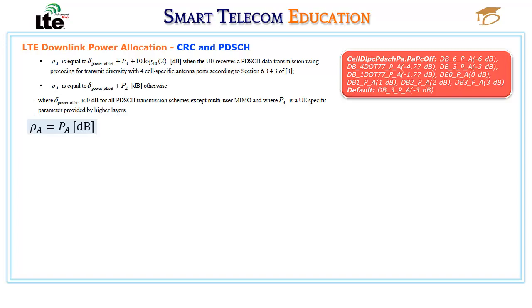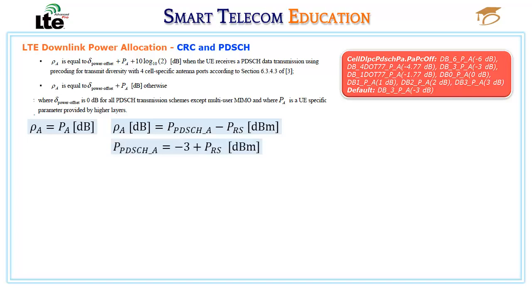So, ρ A is the value of the PA parameter in decibel, which defines the difference between two dBm values: PDSCH type A power and the reference signal power in dBm. The power of PDSCH type A is equal to -3 plus 18.22, equals 15.22 dBm.